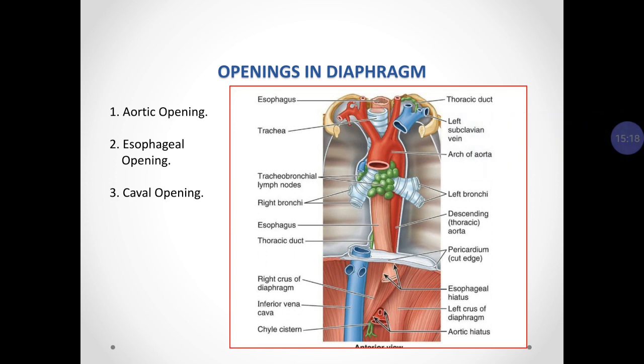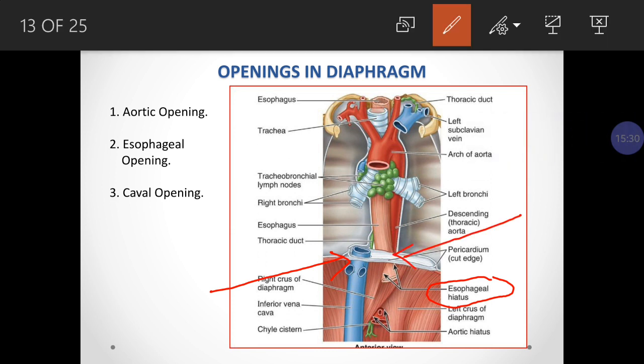So this is the caval opening, and you can see the inferior vena cava which is going through it. This is the esophageal opening, and esophagus is passing through this. And this is the aortic opening, which is not very clear, but you can see the descending thoracic aorta passing through it.